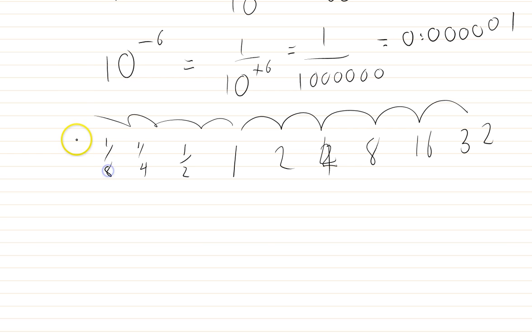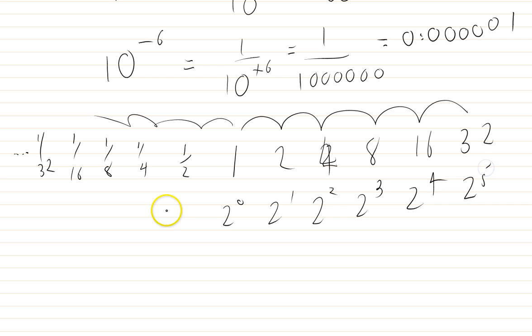1/4, 1/8, 1/16, 1 over 32. And of course I could keep going if I wanted. And that's 2 to the 0, 2 to the 1, 2 to the 2, 3, 2 to the 4, 2 to the 5, 2 to the minus 1, because it's 1 over 2 to the 1, which is 2, 2 to the minus 2, 2 to the minus 3, 2 to the minus 4, and 2 to the minus 5.